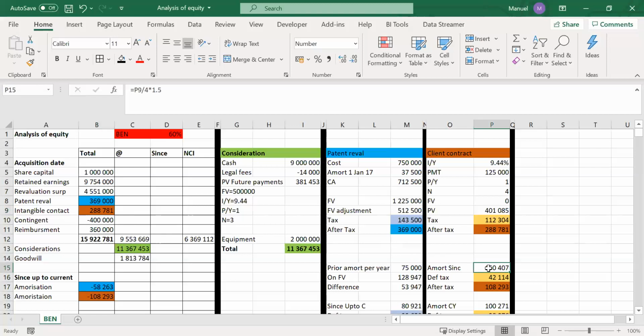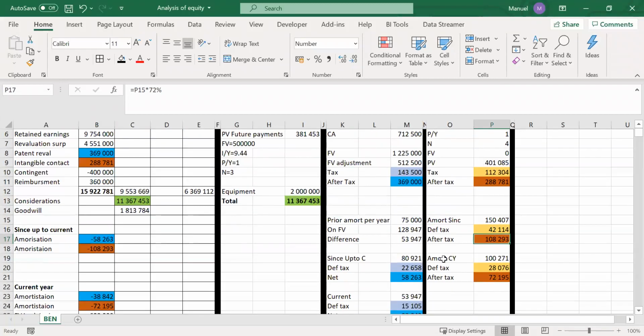Okay, so your amortization, we divide it by 4, because remember that this contract only lasts for 4 years, and up to the beginning of the current year, 1.5 years have passed. So that's how we get that 150. The deferred tax on that is 28%. And then of course for the current year, we would then just say divided by 4, and the deferred tax at 28% of that number.